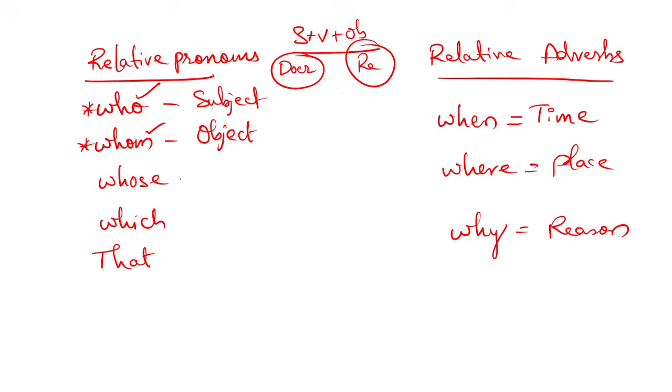Okay, who and whom. Next, another word, the word is whose. It is used to show possession. Possession is nothing but ownership, right?